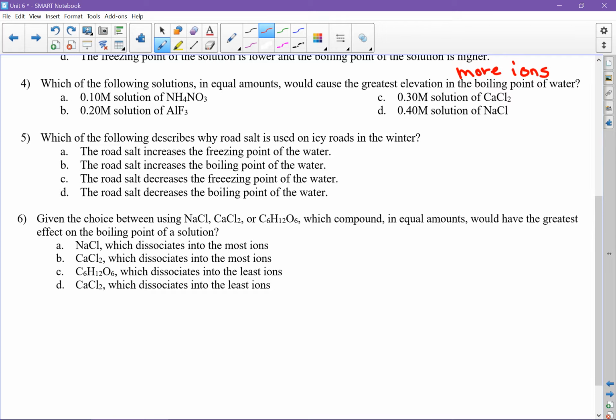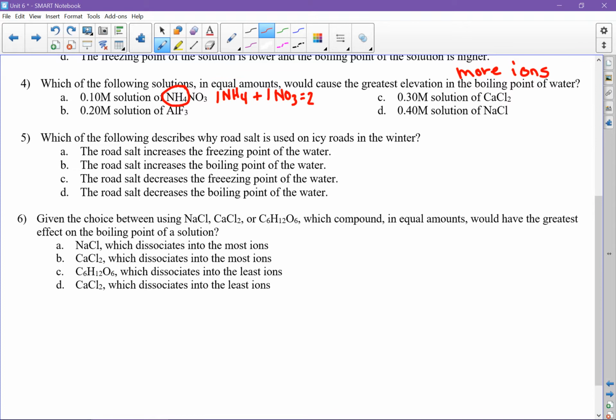So first you want to check, is everything in here ionic? The answer is yes, all 4 choices are ionic. So what we need to do is count the ions and then take into account the molarity. So if I look at choice A, there's 1 NH4 ion. This is 1 whole ion because it's a polyatomic ion.